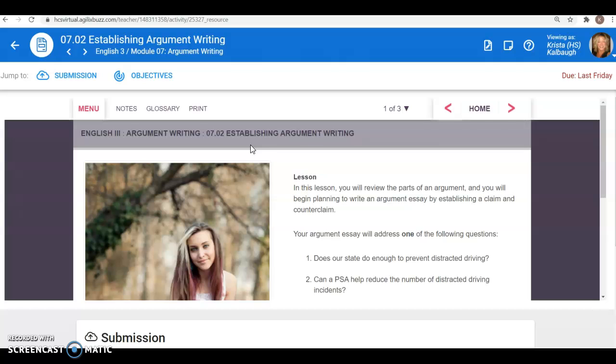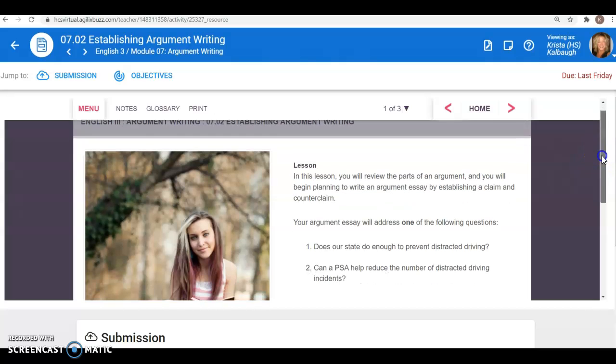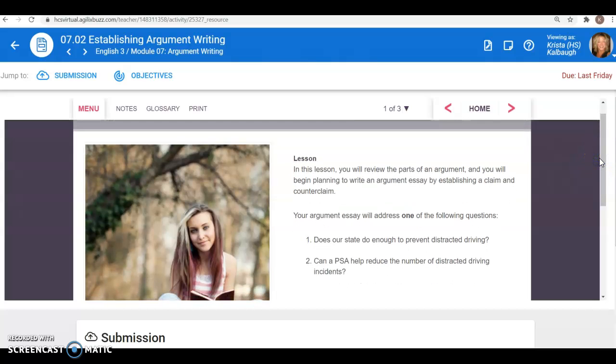So from 7.02 on, it's setting you up to write your own argumentative essay, okay? So these things are connected. Whatever you choose in 7.02 is what you are working with. So again, I'm going to talk about introductions in 7.04, but I just want to review. So for 7.02, you are going to address one of the following questions.